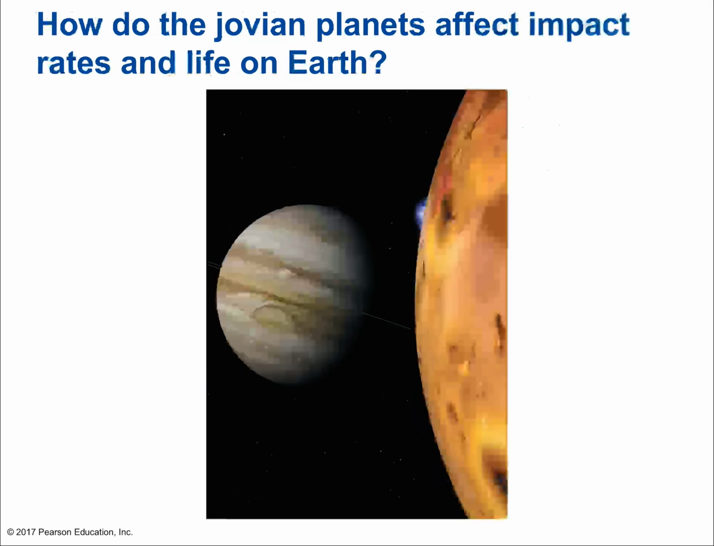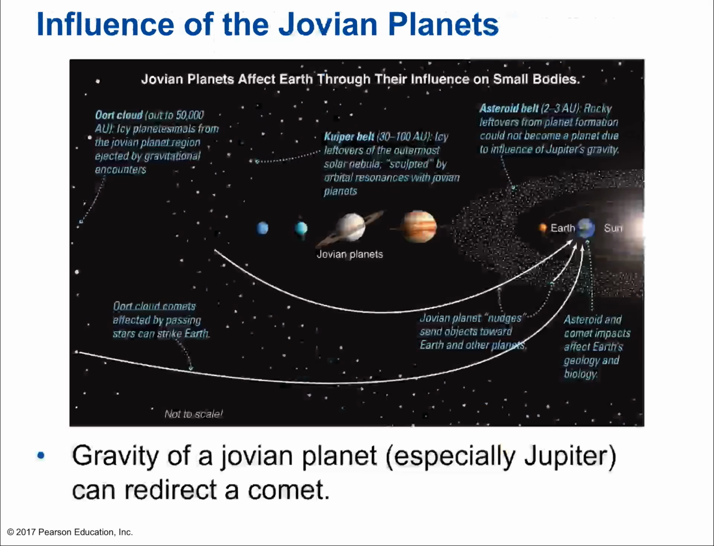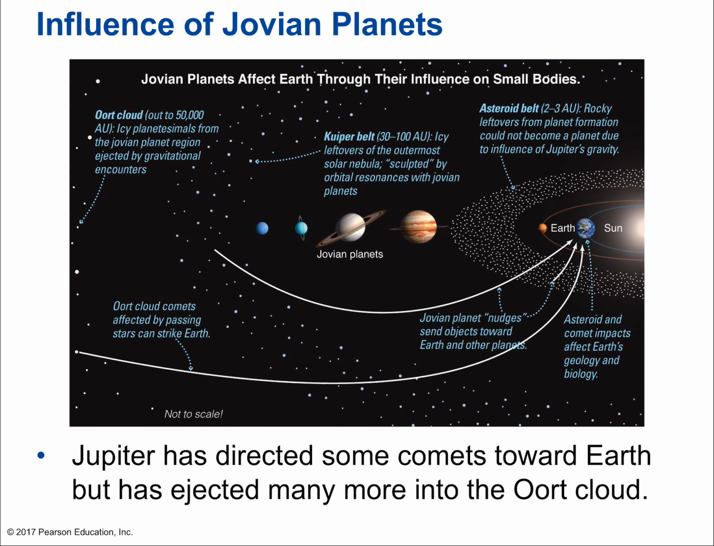So last idea here: how do the Jovian planets affect impact rates and life on Earth? Well, they actually help redirect asteroids. The gravity of the Jovian planets, especially Jupiter, can redirect a comet. Jupiter has directed some comets towards Earth, but has ejected many more into the Oort cloud. So it's a double-edged sword here.